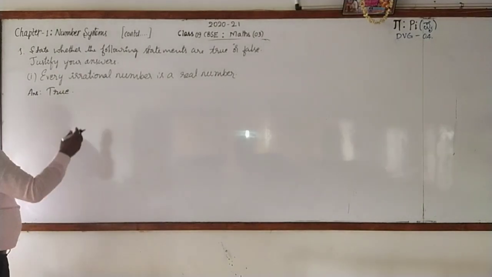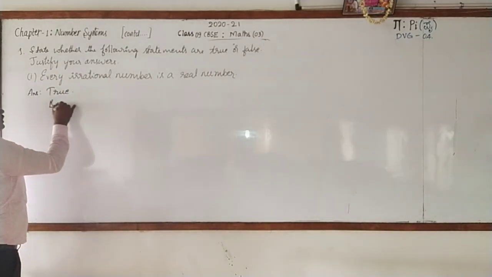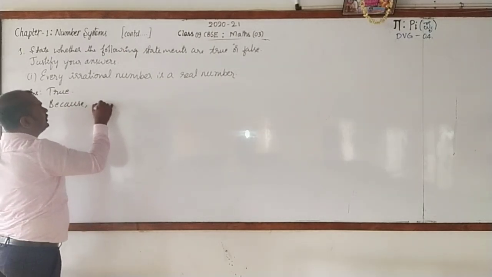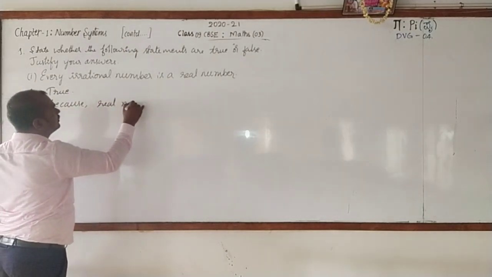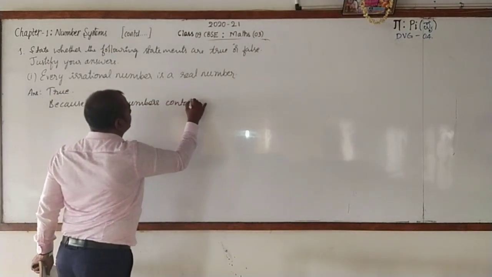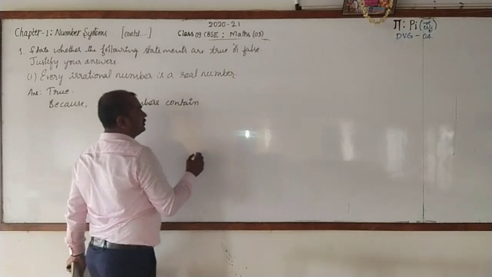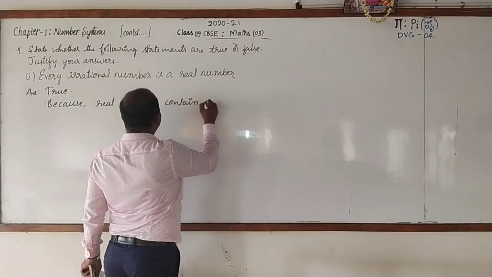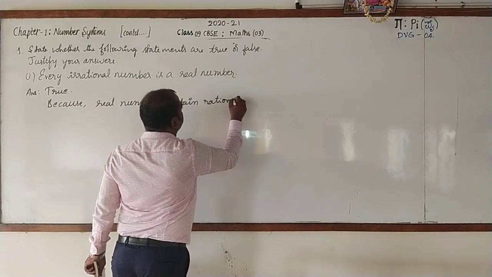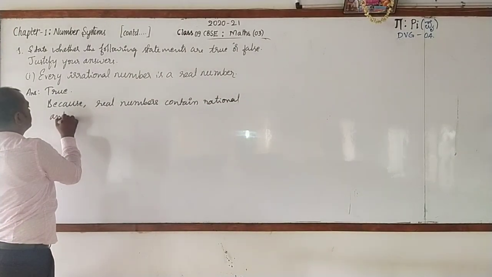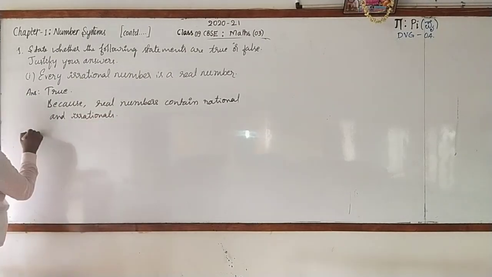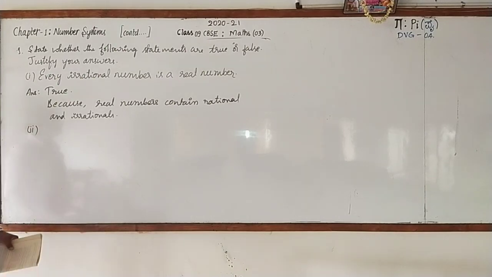And the reason of justification, because here I write: because real numbers contain irrational numbers, including rational, contain rational and irrational. Now, second.